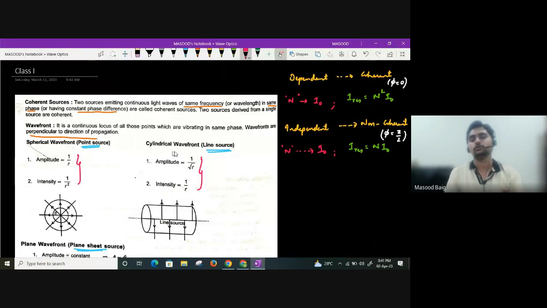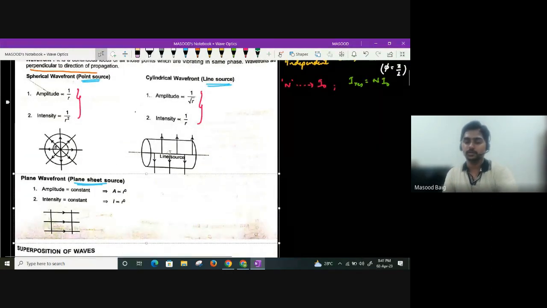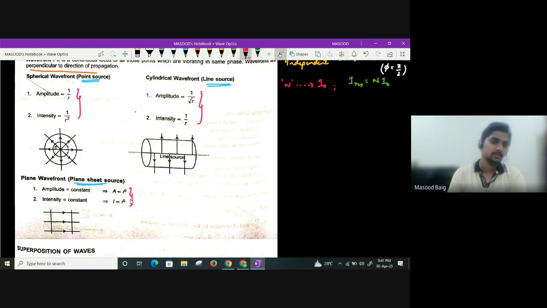The locus of all those points which are vibrating in the same phase is called a wavefront. They are similar to equipotential surfaces, guys. Clear, all of you? In the same manner, we have the plane source, which is nothing but a plane sheet of charge. We'll study it in the next chapter, probably tomorrow or day after tomorrow. It is only due to a plane sheet of charge that we get a uniform field, so there is no variation of amplitude or intensity with distance from the plane source. And for a plane source, you are going to have planar wavefronts.